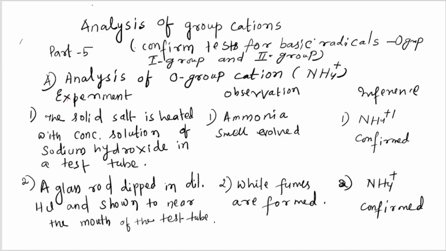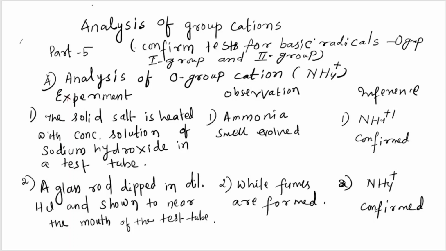Now, here I am going to explain analysis of group cations. Especially this is part 5, confirm test, that is analysis for the basic radical: zero group, first group and second group. Already I told in the third and fourth parts of the basic radical analysis what are the group reagents for the particular groups and what are the main group cations. Now here we will see the first group and second group.